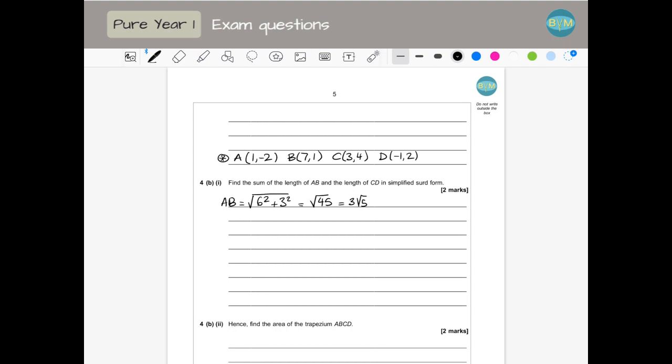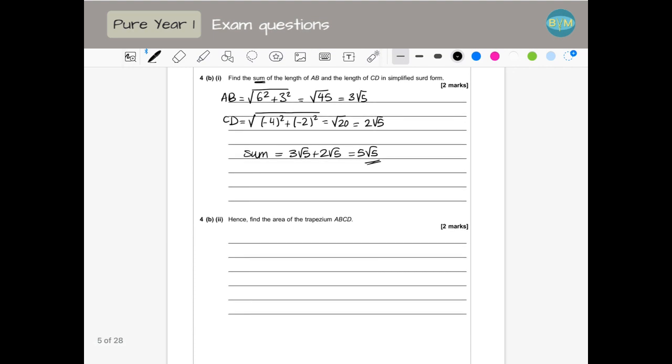And the distance between C and D, so CD is the square root of the difference in x. So -1 minus 3 is -4, so -4 squared, plus 2 minus 4 is -2 squared. So we have 16 plus 4, 20, root 20, and 20 is 4 times 5, so we can get 2 outside root 5. And they ask for the sum, so not the distances, but the sum. So the sum is going to be 3 root 5 plus 2 root 5, which is 5 root 5. That's the sum of the distances.